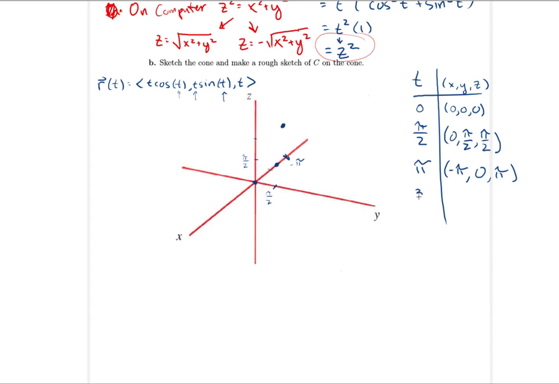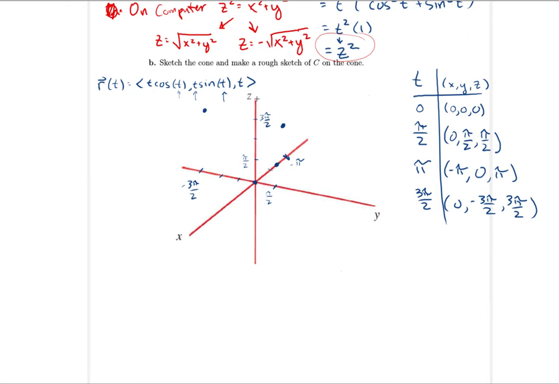And then let's try 3 pi over 2. So that's going to give me a 0, because the cosine of 3 pi over 2 is 0 for the x. It's going to give me a negative 3 pi over 2 for the y. It's going to give me a 3 pi over 2 for the z. So negative pi over 2, negative pi, negative 3 pi over 2. And then here's 3 pi over 2. So it's going to give me something like that.